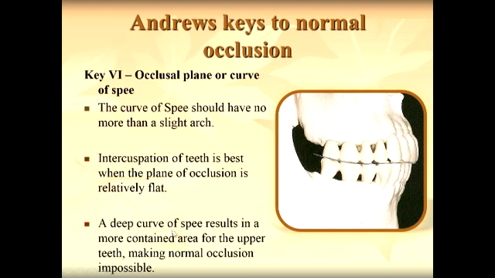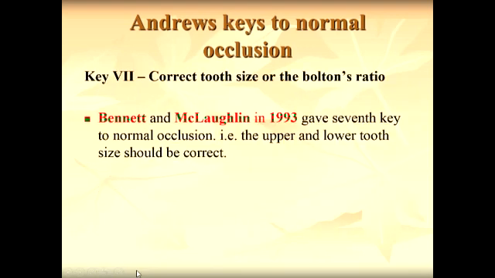Therefore, a deep curve of Spee results in less contained area for the upper teeth, making normal occlusion impossible and causing deviation from the normal occlusion. Also, vice versa. The key to normal occlusion added after Andrews, key number 7, is correct tooth size or the Bolton ratio.